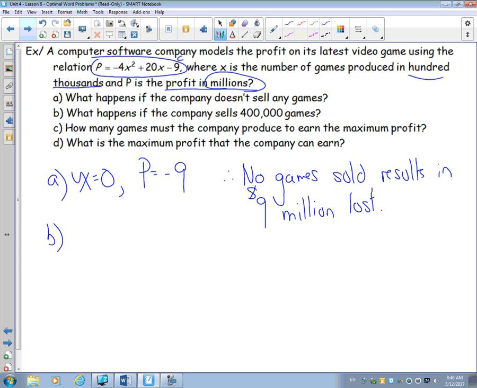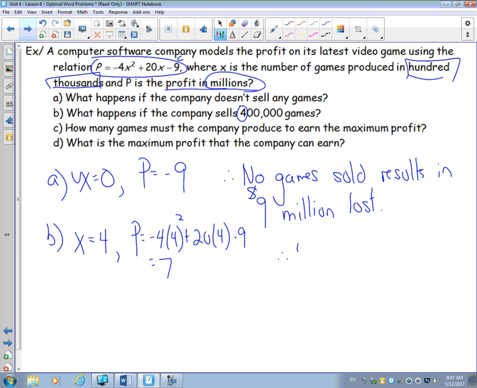What happens if the company sells 400,000 games? Okay, so x is 400,000 this time, except x was given in hundreds of thousands. So if x is hundreds of thousands, this is really just the number 4. So if x is 4, what happens? Well, let's put 4 into our equation and see what point that comes out to. Okay, so all into our calculator, and we should get 7.